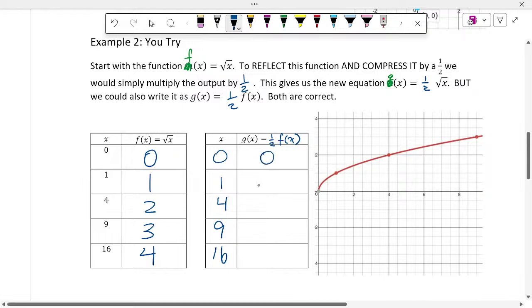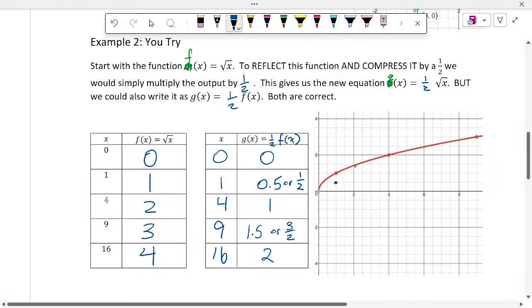In this case, 0.5, or if you prefer, a half. Here, I shouldn't put a bracket. That means multiply. Here, 1. Here, 1.5, or if you prefer, 3/2. And then 2. Okay, so let's graph this.